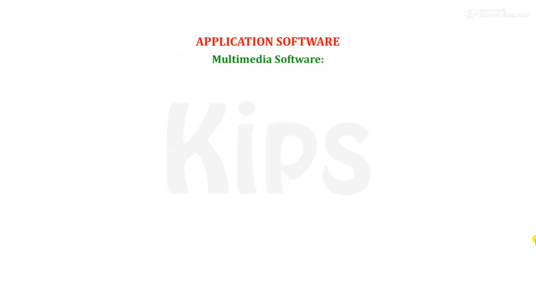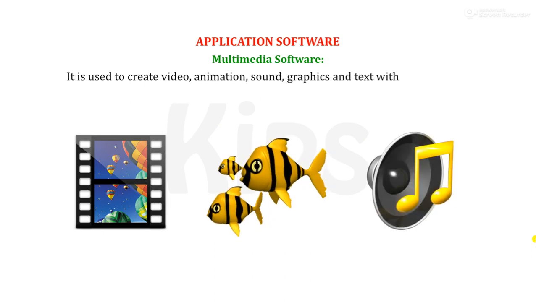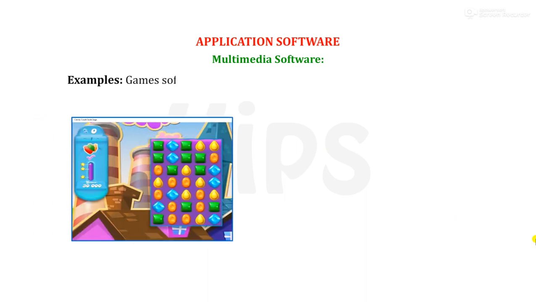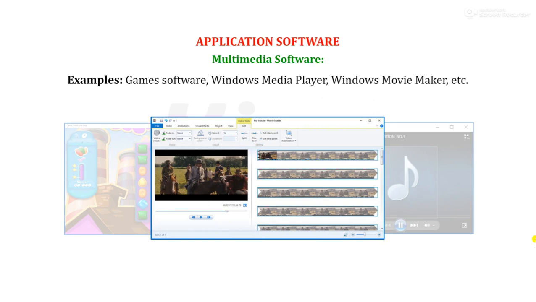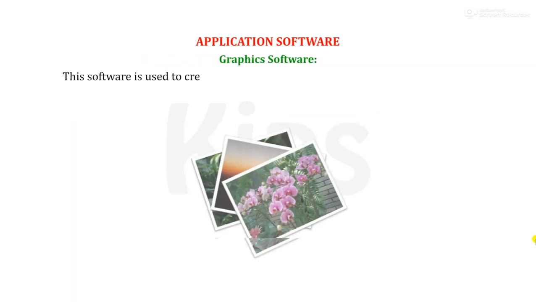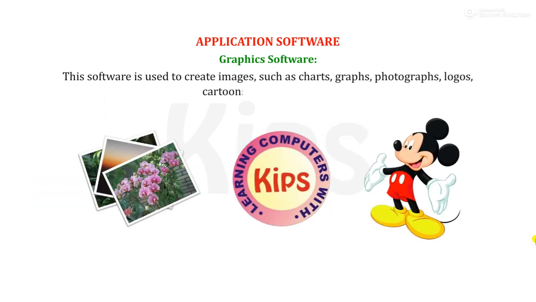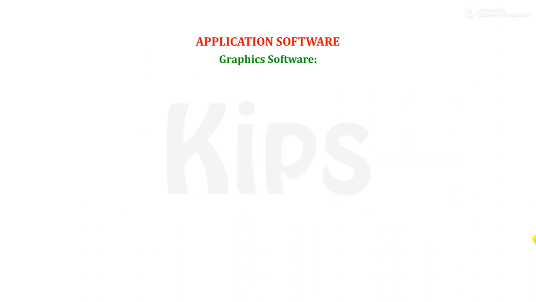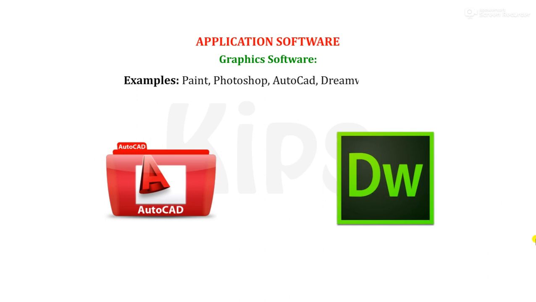Multimedia software. It is used to create video, animation, sound, graphics, and text with a high degree of interaction. Examples: Game software, Windows Media Player, Windows Movie Maker, etc. Graphics software. This software is used to create images such as charts, graphs, photographs, logos, cartoons, and much more. Examples: Paint, Photoshop, AutoCAD, Dreamweaver, etc.